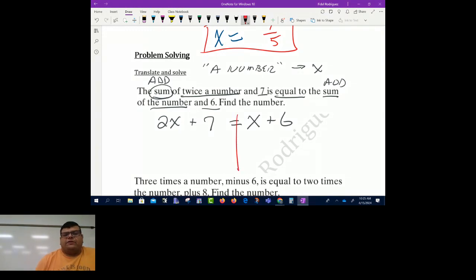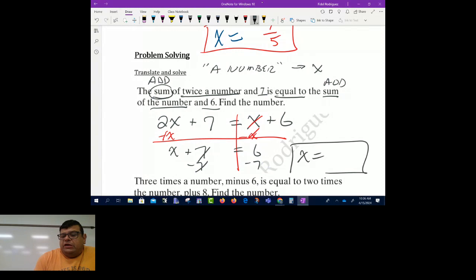Okay, so let's go like this. Let's move the smaller x to the bigger x. So 2x, y'all, I can think about that as a 1x. So 2x minus 1x is still just a 1x. Plus 7 equals 6. Okay. Y'all, I'm going to minus 7 on both sides.